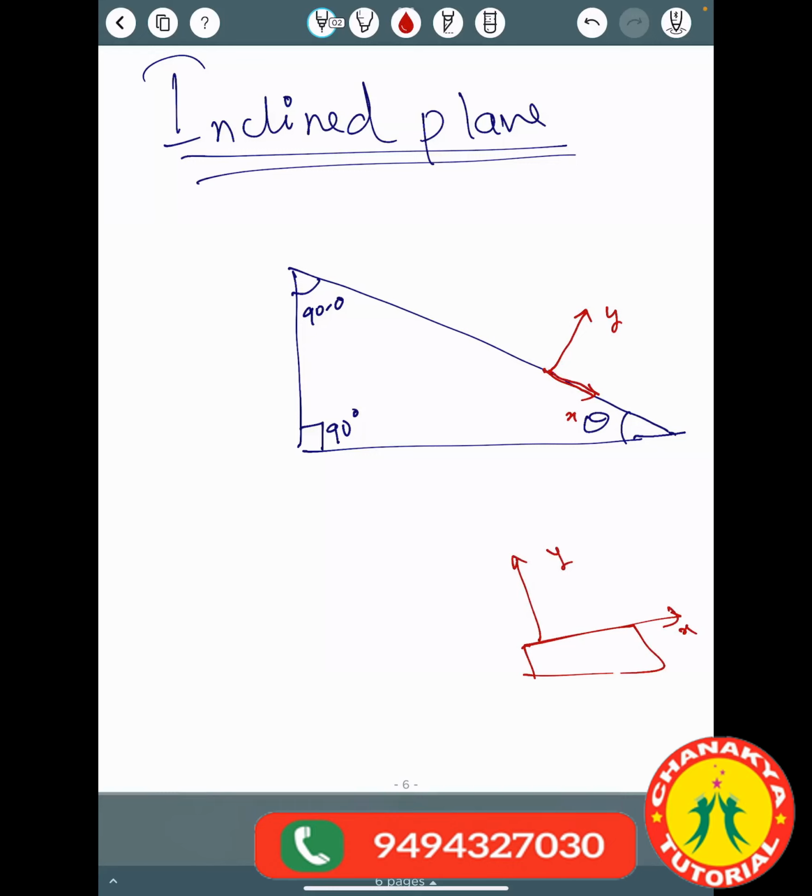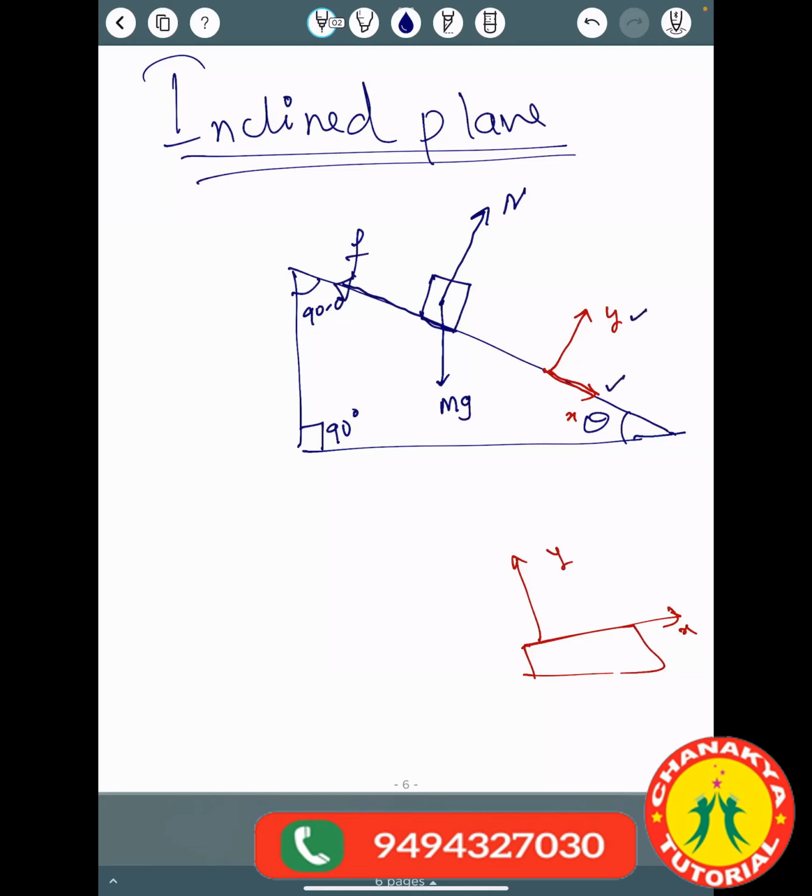Let's say I will keep a block here and we want to see its free body diagram. Okay. So if we see the block, the mg is acting down, correct? Correct, guys? Now, this is my mg and this will be my normal, correct? Okay, let us say this block is at rest. That means some friction is also acting, correct?